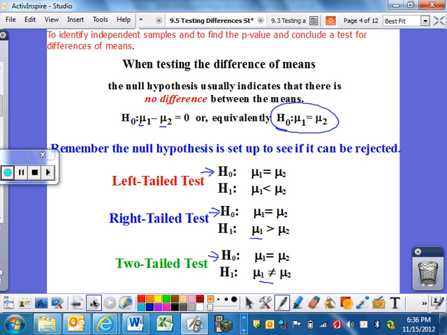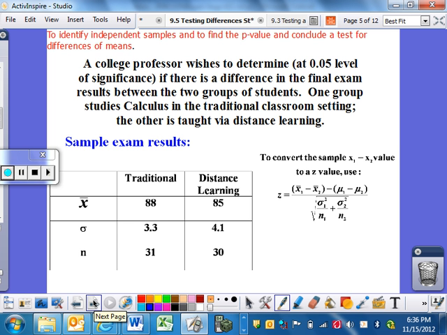So here's an example of the z-score one. I know the population standard deviation. So if I'm a college professor at the 5% level and I want to know if there's a difference in the final exams between two groups. One group has calculus in the traditional classroom and the other one is taught online. And I want to see, is there a difference? You are going to have to either take out this information from the paragraph in the problem, or it might be given to you in this format right in the table.